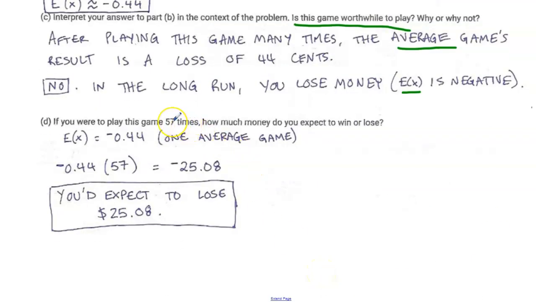If I play this game 57 times, wow, that's a lot of times. How much money do you expect to win or lose? I'm just going to multiply the average payout by 57. So that's -25.08. $25.08 we're going to lose. Remember to say lose here, because if you don't, you lose.